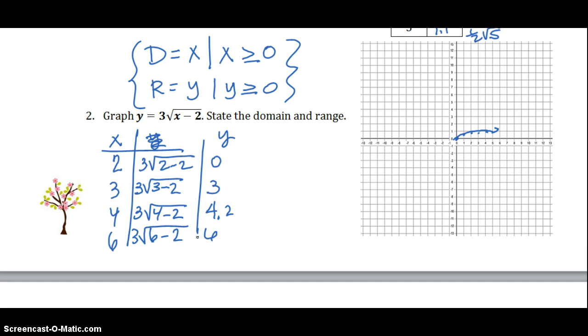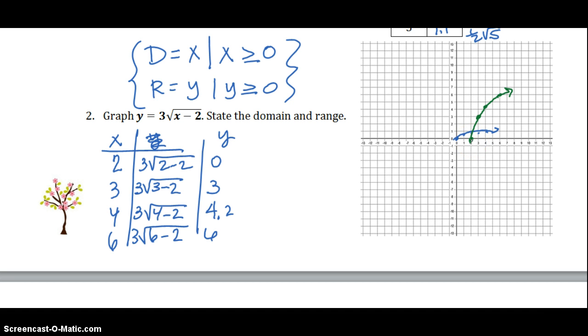So now we're ready to graph. I'll use a new color. So we shifted 2 to 0. Then at 3, we were up to 1, 2, 3. See how it got stretched? At 4, we were at 4.2. And then over at 6, we went all the way up to 6. So you can see a distinct difference between the two graphs, one being compressed, one being stretched, one staying at the origin, the other one being shifted to the right 2.